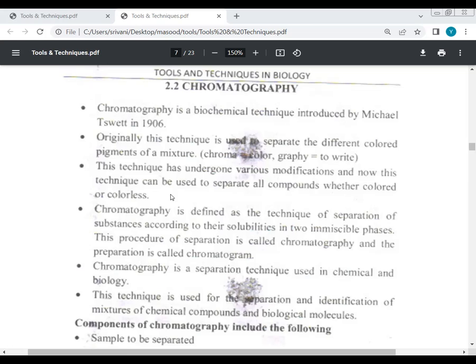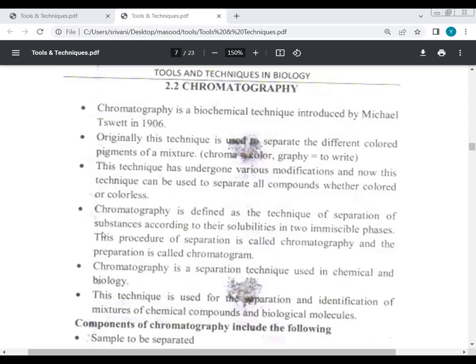This technique has undergone various modifications, and now it can be used to separate all compounds, whether colored or colorless. Chromatography is defined as the technique of separation of substances according to their solubilities in two immiscible phases.